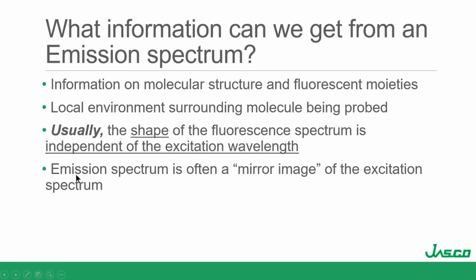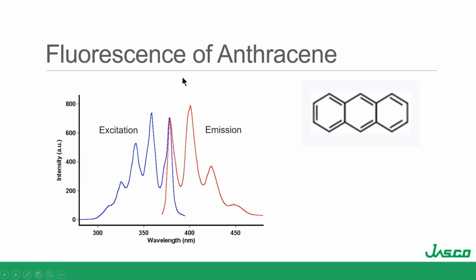The emission spectrum is often called a mirror image of the excitation one. And here's a nice example with anthracene. Again, our molecular chicken wire, so we have this really nice vibronic band structure with anthracene that you don't see in many molecules. It's not what we would say is broad and featureless, but it's a really nice example of that mirror image rule.